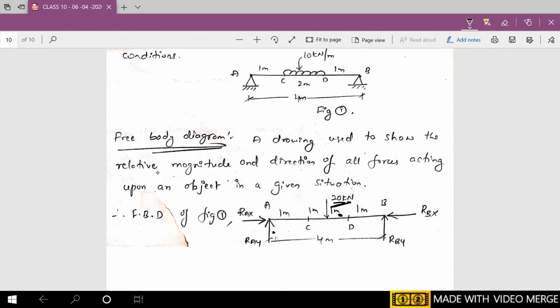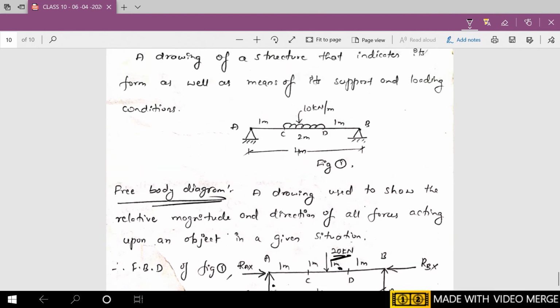A drawing used to show the relative magnitude and direction of the forces acting upon the object, you can call a free body diagram. So if I have to call it a free body diagram, all the terms and conditions should be represented in the form of magnitude and direction of a force. If one or the other is not converted, it is still not a complete free body diagram. So you have to convert supports into reactions, which are a form of force, and UDL into point load, which is a form of force, so that I can call the complete diagram a free body diagram.